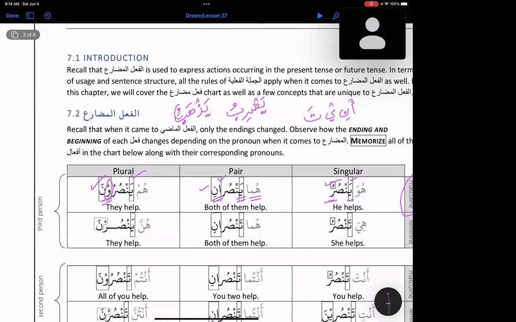No. So what's going to happen? We cannot take u sound with alif. We have to add alif and noon, right? So when we are doing that, we cannot keep this dhamma. We need to change it into what? Fatha. So we will say yazhabani. Huma yazhabani. And hum yazhabuna. One more time. Huwa yazhabu. Huma yazhabani. Hum yazhabuna. Yes, that makes sense.